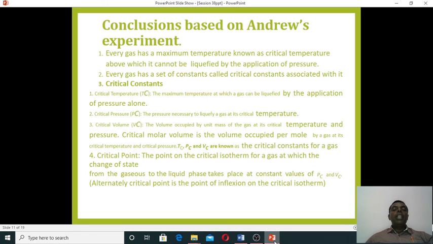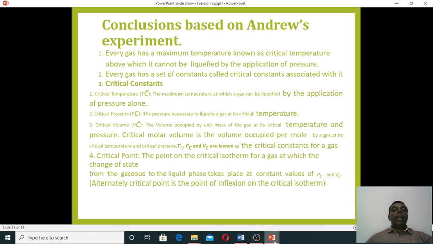So, from these interpretations, Andrews concluded that every gas has a maximum temperature called the critical temperature, above which it cannot be liquefied by the application of pressure. The second one is that every gas has a set of constants called critical constants. Critical constants means critical pressure, critical temperature and critical volume.